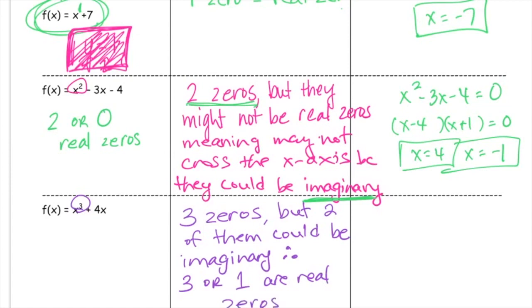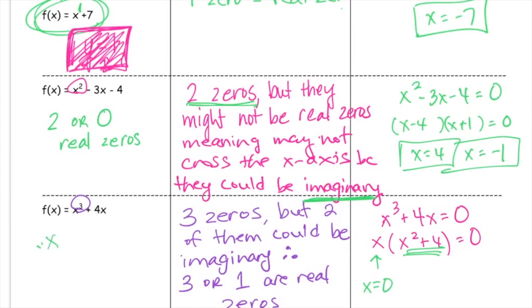So let's see what they are. If you go over here, again, finding zeros, you set the polynomial equal to 0. Factor out an x, you have x squared plus 4 equals 0. Now you know that x equals 0 is one of the zeros, but here, this doesn't factor. If you tried to solve that, I'm going to come over on this side and solve it: x squared plus 4 equals 0.